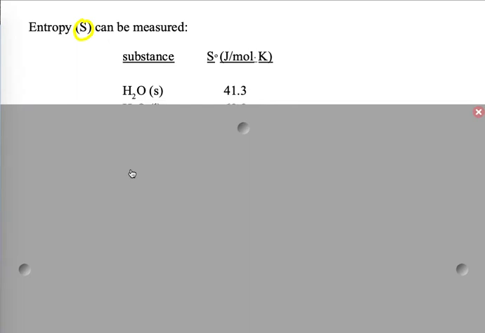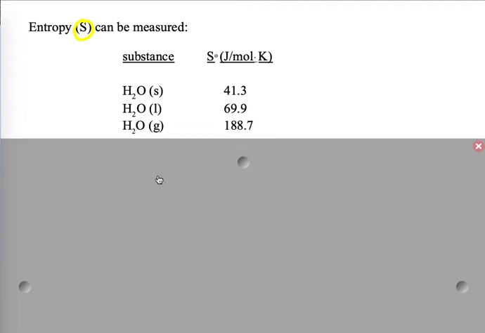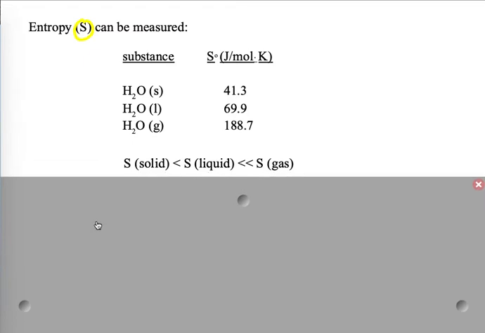Okay? So, for example, water in the solid phase, ice, has a standard entropy of 41.3 joules per mole per Kelvin. Liquid water has a standard entropy of 69.9 joules per mole per Kelvin, whereas water vapor has a standard entropy of 188.7 joules per mole per Kelvin. As we go from solid to liquid to gas, the standard entropy of water increases. In fact, it's always the case that the entropy of the solid is less than the entropy of the liquid, which is much less than the entropy of the gas.